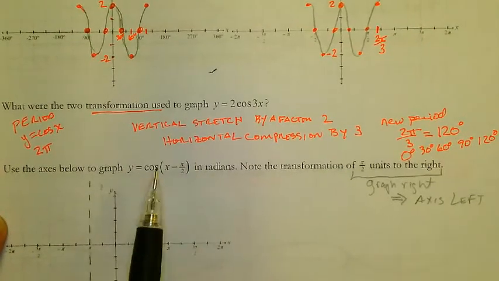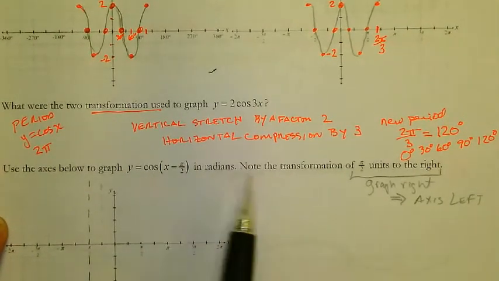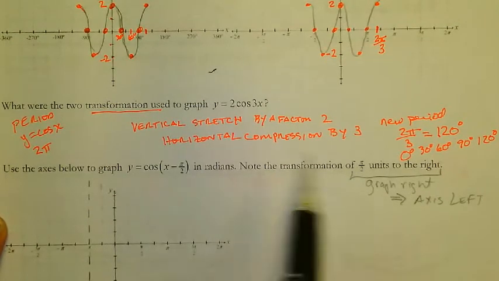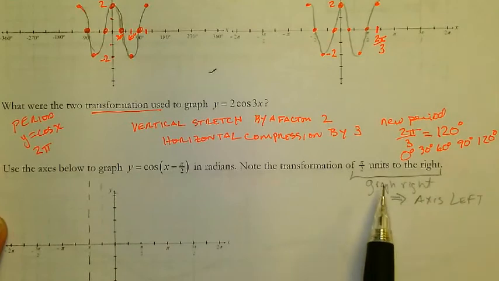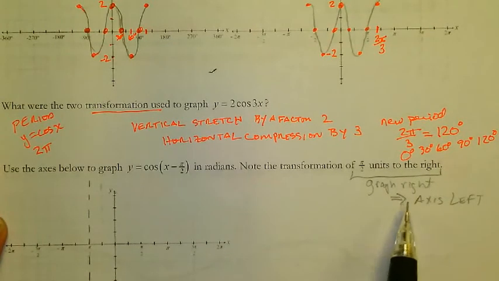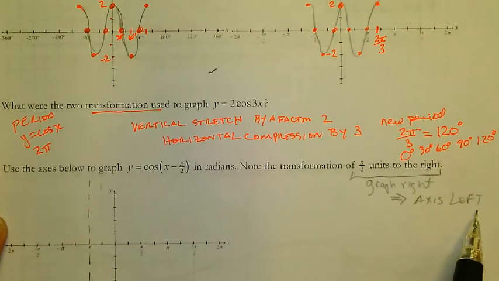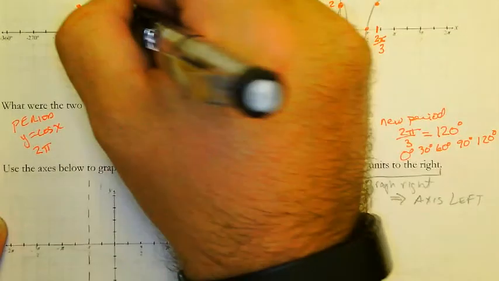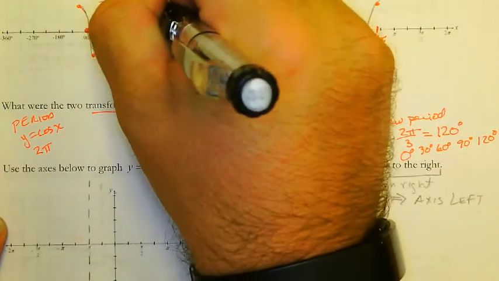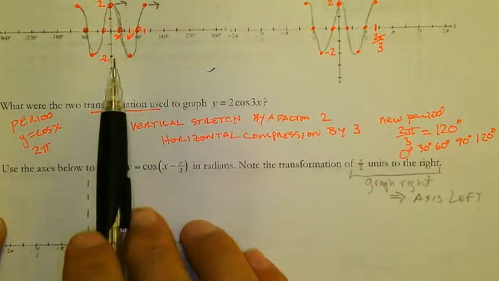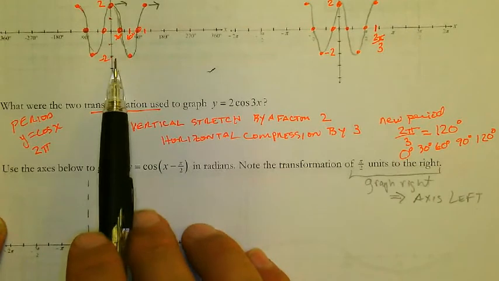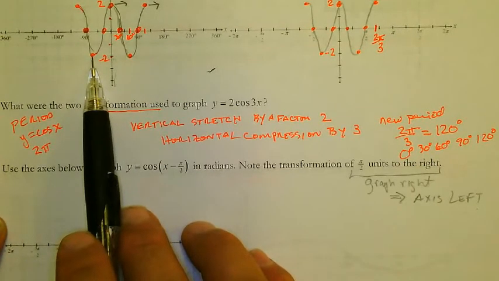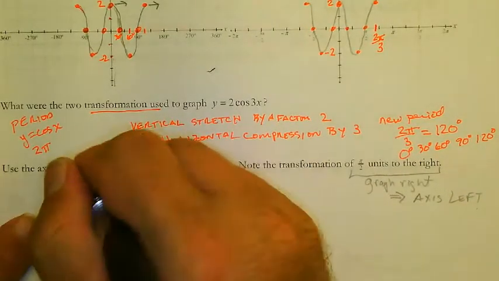Okay, so this last video, horizontal transformations. Note, if I have a transformation of pi over 2 units to the right, and I think about moving my graph to the right, I can also think about moving my axis to the left. So if I was to take this entire graph and move the entire graph to the right, it would look like I'm moving this axis backwards to the left. That's what it would kind of look like doing, right?